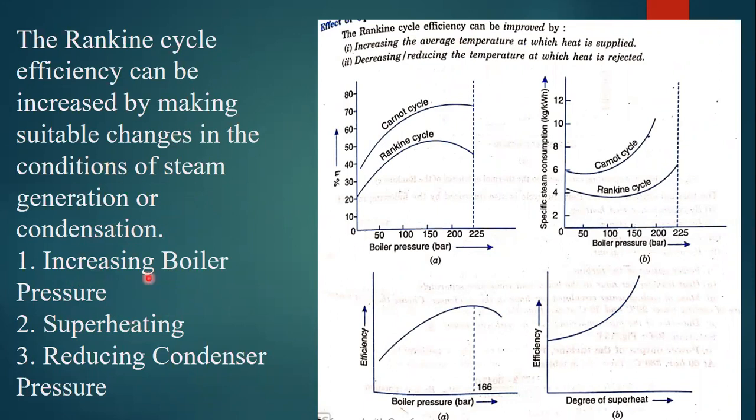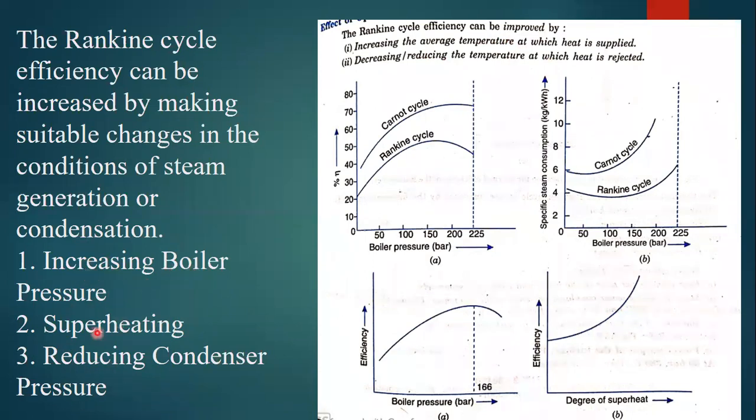So what is the first one? Increasing boiler pressure, the second one is superheating, and the third one is reducing condenser pressure. If we do all these, then we are going to have higher efficiencies. For the Rankine cycle we can achieve higher efficiencies by allowing these two cases to follow. And how can we follow these two processes? By having these conditions.